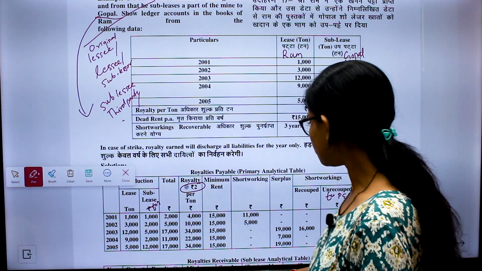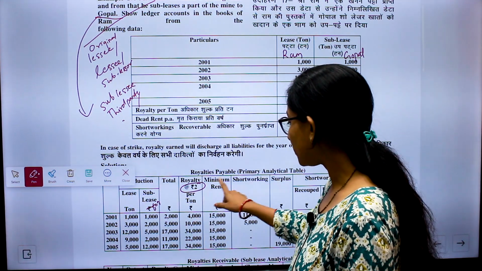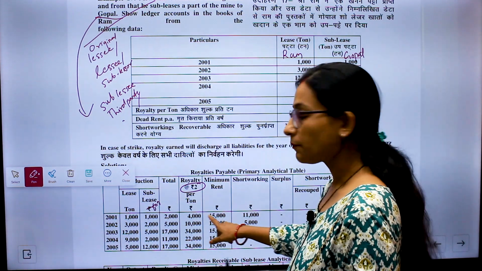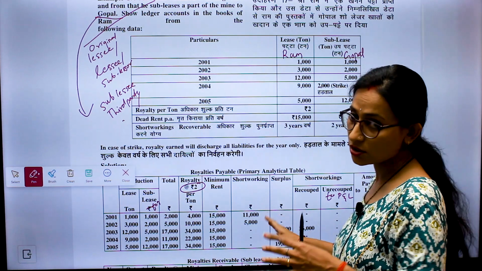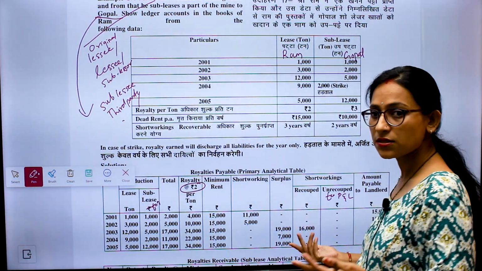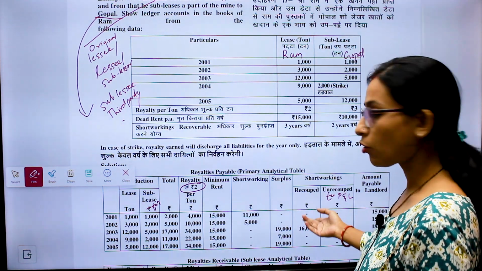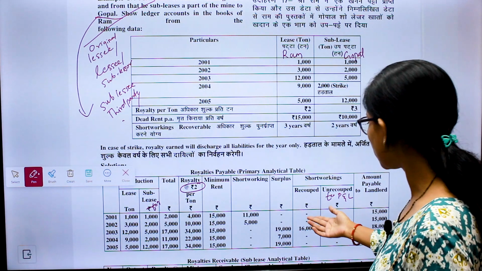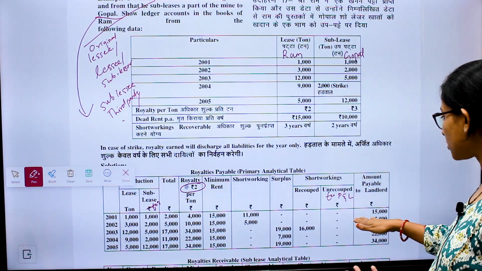After that, here the royalty is 4,000 which they have earned, and the minimum rent is 15,000. Means there is a difference of 11,000. This 11,000 is a short working amount, and in the surplus, we don't have any surplus in the first year, so we'll put a dash over here. In the short working, there is no option of recoupment, so we'll put a dash over here. In the unrecouped column also, there is no option, so we will put a dash over here.